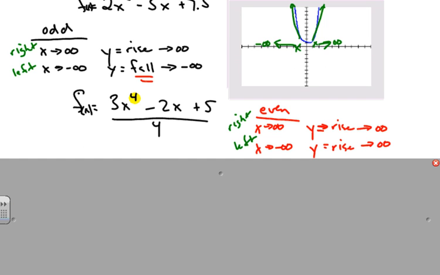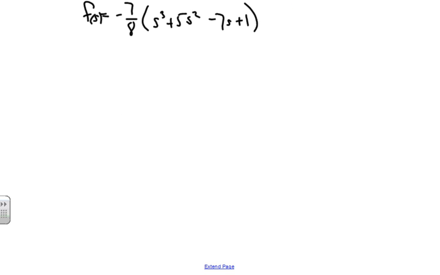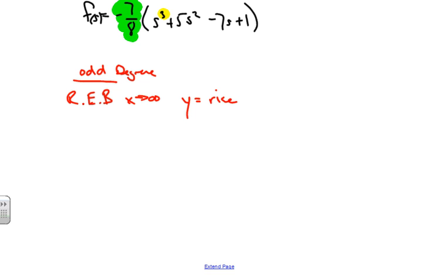Now, one more example that we have here is what happens when we have a graph that looks like this. If we have this right here, we look at our powers once again, and we see we have a cube. So knowing that it's an odd degree, it has the odd degree properties. All right, the right end behavior, as x goes to infinity, means our y values are going to rise. Now, there's one thing that we might want to take a look at, that this is a little bit different because notice how we have a leading coefficient, and our leading coefficient in this case is negative.